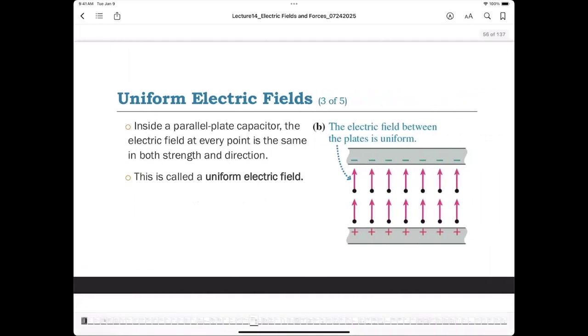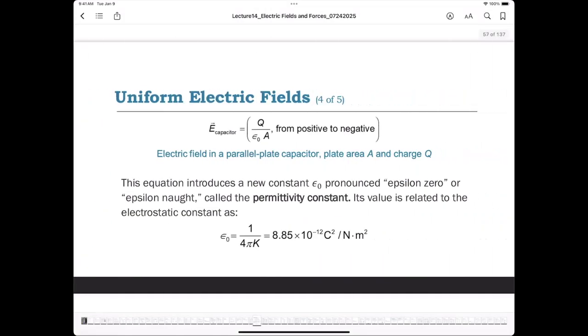Inside a parallel plate capacitor, the electric field at every point is the same in both strength and direction. You can see that at every point it has the same strength and direction. This is called a uniform electric field.